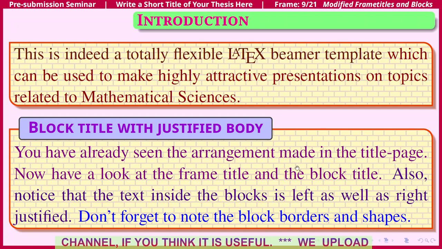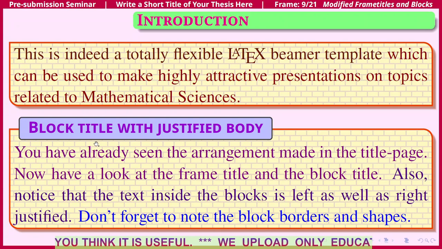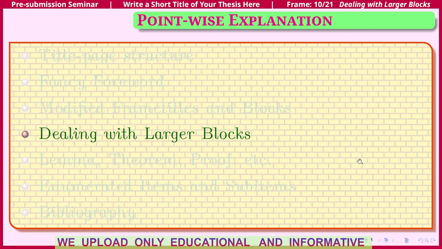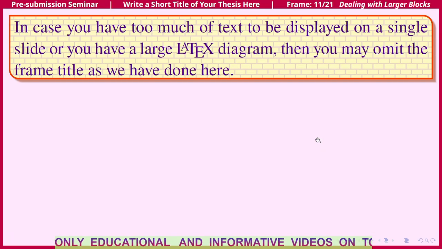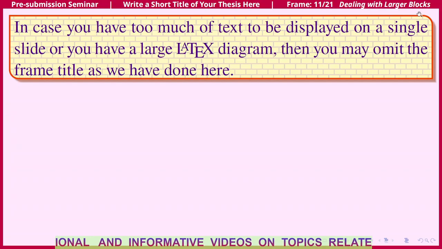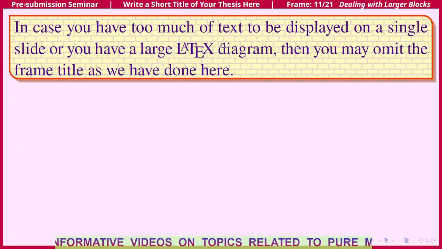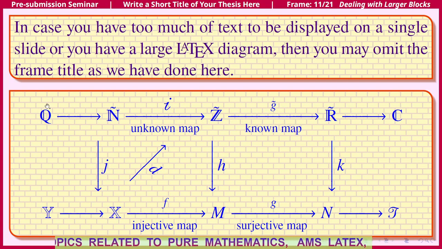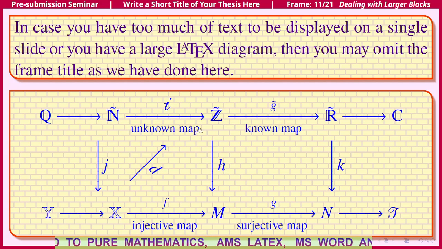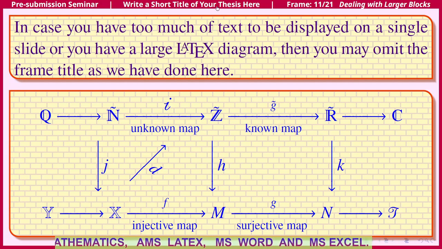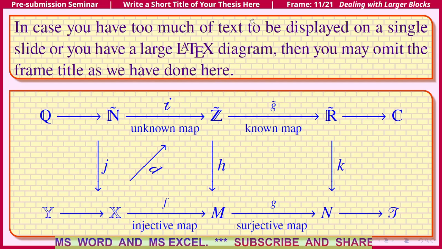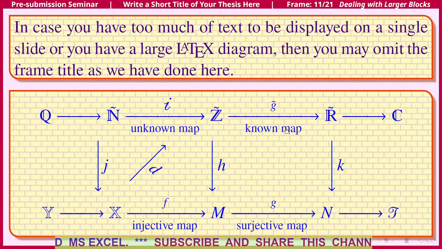And the next thing is when the blocks are larger. If your blocks are larger, you can remove the frame title. Then automatically this box will go up. For example, if you want to accommodate this large picture, then if you remove the frame title, you get some additional space. So that also looks nice.